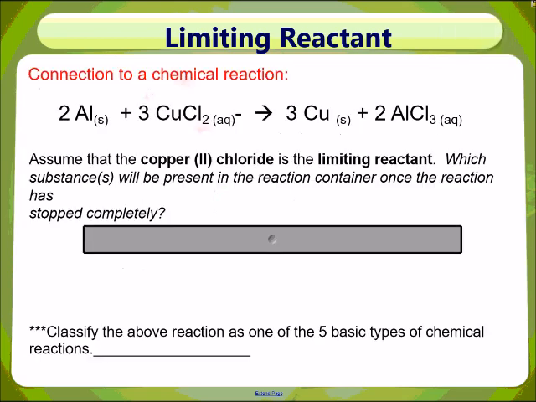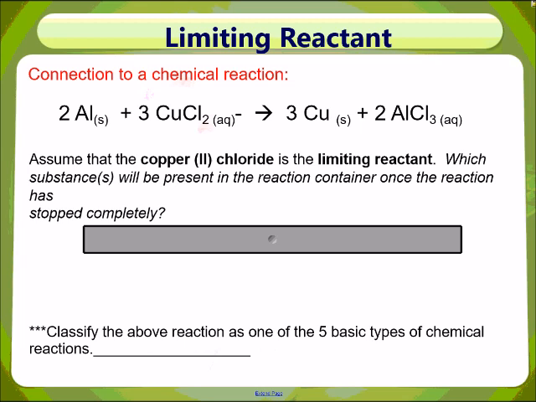Okay, now let's use that same concept in a chemical reaction. If we have 2 aluminums reacting with 3 copper chlorides, that will give us 3 coppers and 2 aluminum chlorides. Now, we're going to assume that the copper 2 chloride is the limiting reactant. Which substances would be present in the reaction container once that reaction had completely stopped?